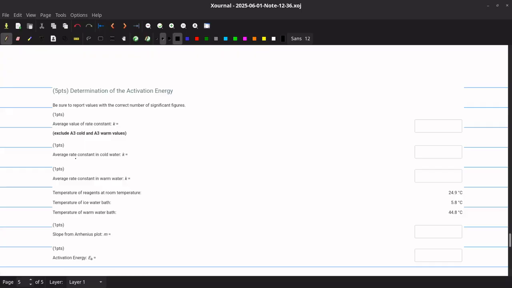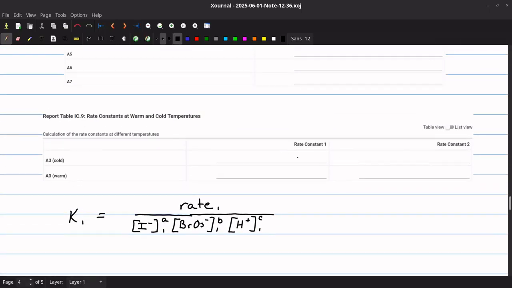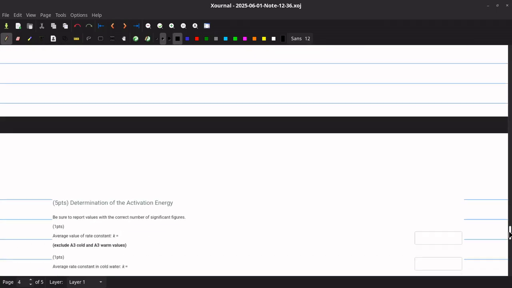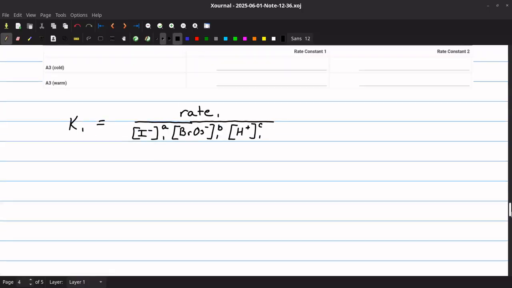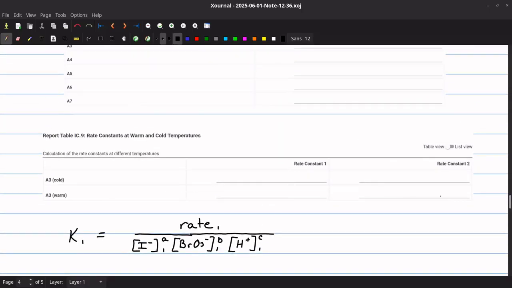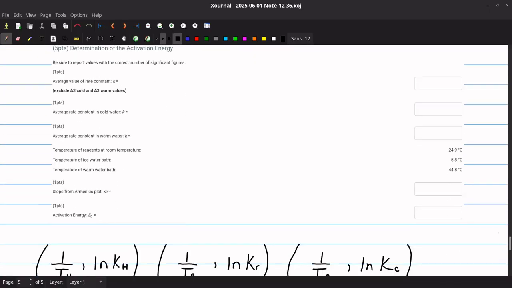And then you're going to average the rate constants for the cold water, which is one that we determined right here. We're going to average these two together. Put that in there, and you're going to do that for the warm water. That's the second line in this IC9 table here. And then you've got your temperature values that you established. That's going to get propagated in there for you.